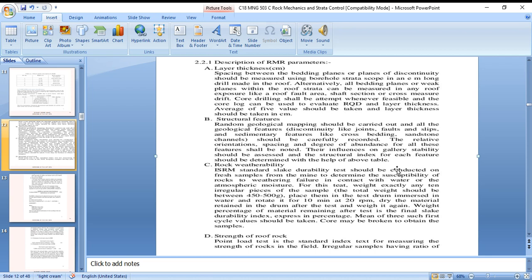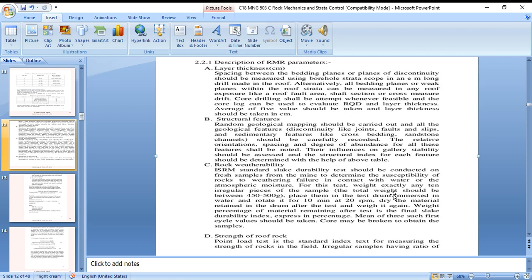Rock weatherability: the standard slake durability test should be conducted on fresh samples from the mine to determine the susceptibility of the rock to weather failure in contact with water or atmospheric moisture. For this, weigh exactly ten regular pieces of the sample. The total weight should be between 450 and 500 grams. Place them in the drum and rotate at the specified RPM.